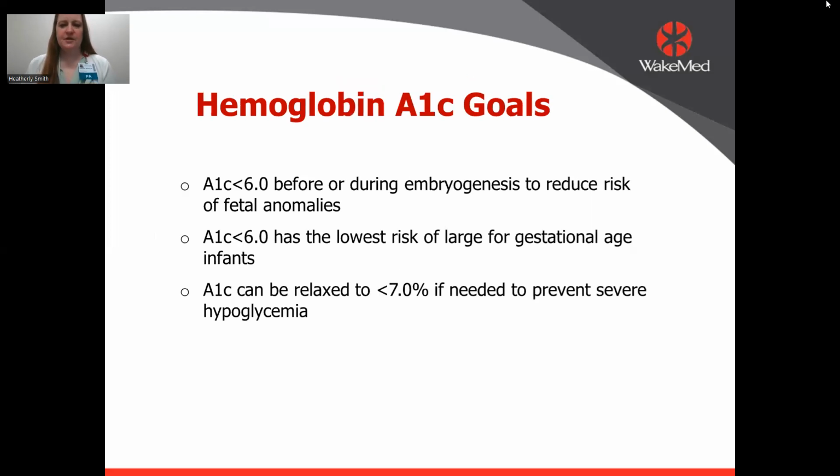So our goals for hemoglobin A1c, these goals are pre-pregnancy or preconception goals, is less than 6. We know that that reduces the risk of fetal anomalies. And it also has the lowest risk of large for gestational age infants as well. If we have a patient that has either hypoglycemia unawareness or they have frequent severe hypoglycemia, that A1C goal can be relaxed to less than 7%. And in some cases, we do have to do that.